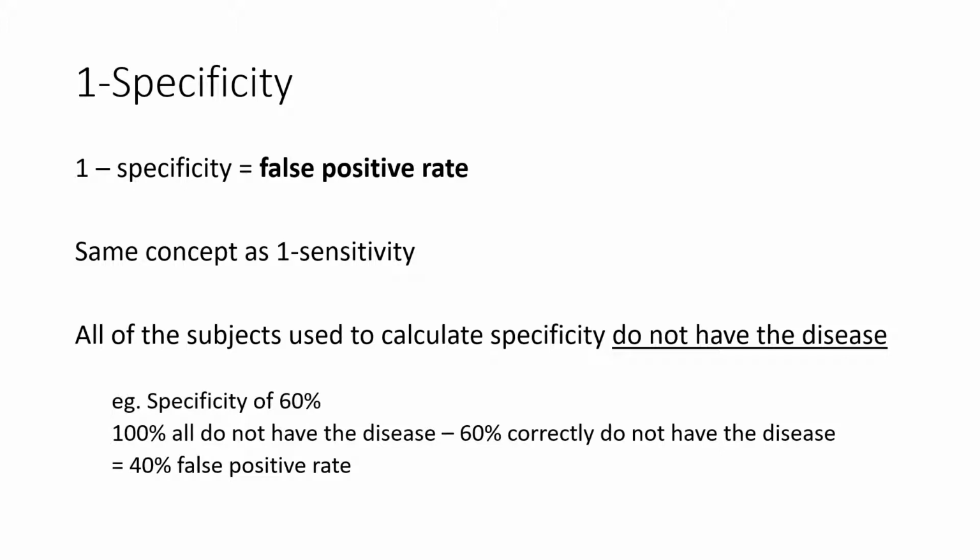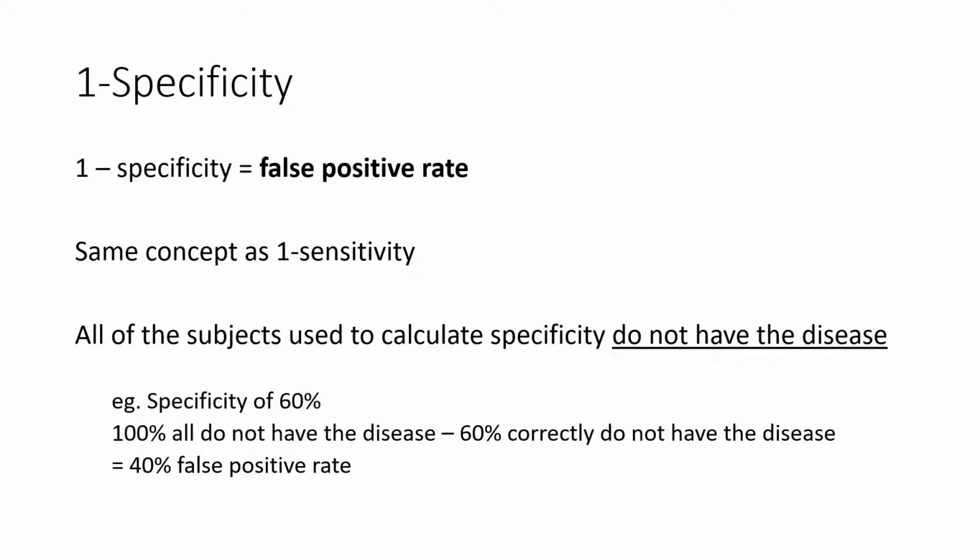So now let's talk about the 1 minus specificity. We've seen the 1 minus sensitivity. Let's talk about 1 minus specificity. And so 1 minus specificity is the false positive rate. It's the same concept really as 1 minus sensitivity, but now we're on the side of the subjects who truly do not have the disease.